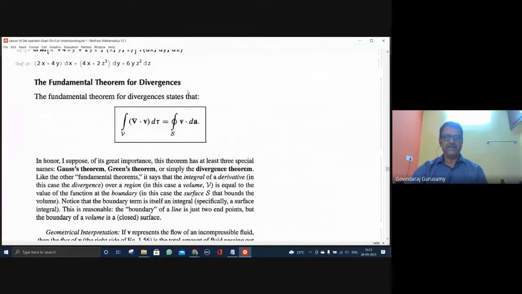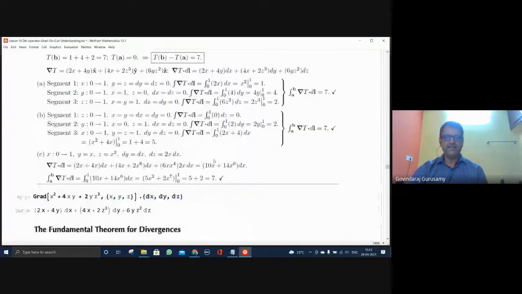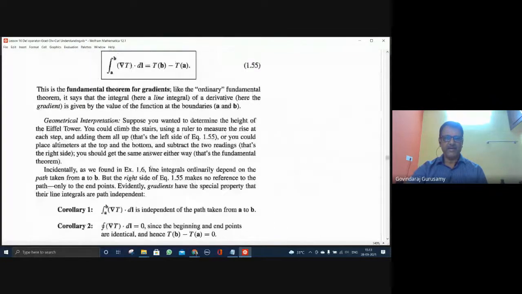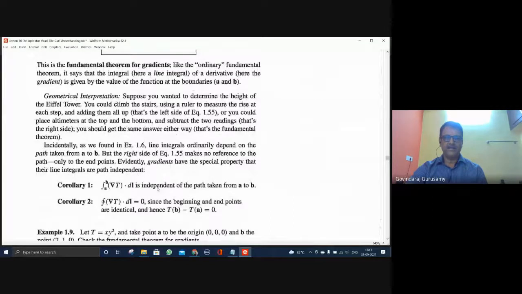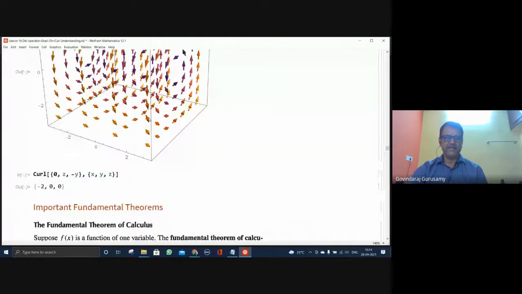Now the fundamental theorem of divergence, what it says, which is equivalent to what you have here, whatever is defined here. You are trying to interpret that. Where is it? Geometrical interpretation. Like the ordinary fundamental theorem. The ordinary fundamental theorem is df by dx, what he's trying to say.